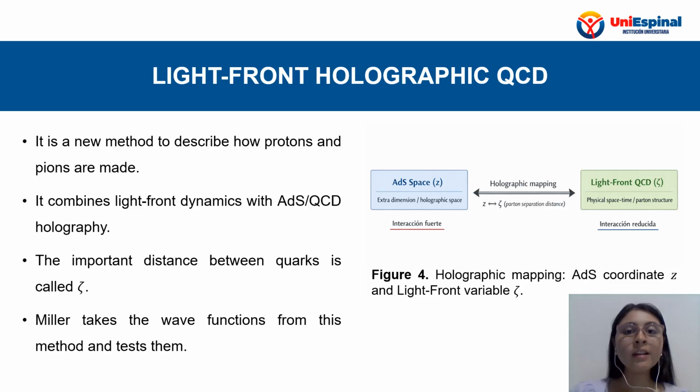Next, the article analyzes wave functions from light-front holographic QCD. This is a theoretical framework used to describe the internal structure of hadrons. It combines light-front dynamics with a holographic approach based on anti-de Sitter space. Miller used these wave functions to test whether small configurations appear.